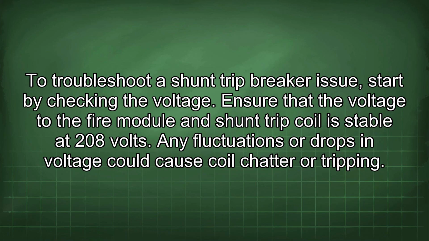To troubleshoot a shunt trip breaker issue, start by checking the voltage. Ensure that the voltage to the fire module and shunt trip coil is stable at 208 volts. Any fluctuations or drops in voltage could cause coil chatter or tripping.